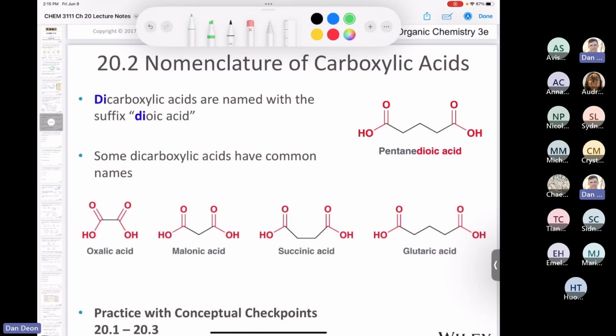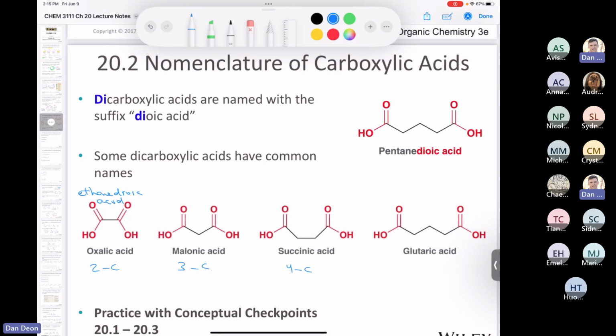So if we have, let's say, 5 carbons, we'd call that pentane dioic acid. If you have 2 carbons, like an oxalic acid, you call this ethane dioic acid. And then you'd call this propane dioic acid, then butane dioic acid, right? And then here, of course, we have 1, 2, 3, 4, 5. So these 2 are the same here. But you should also know the common name. So if you have 2 carbons, it's oxalic acid. 3 carbons is malonic acid.